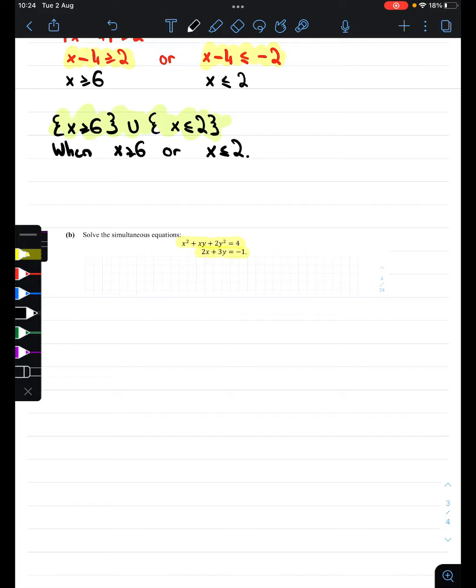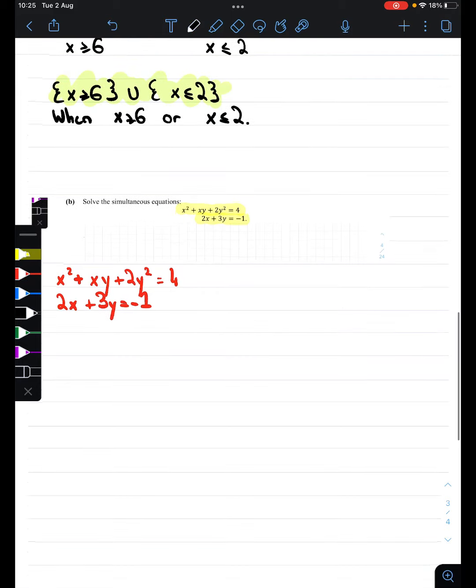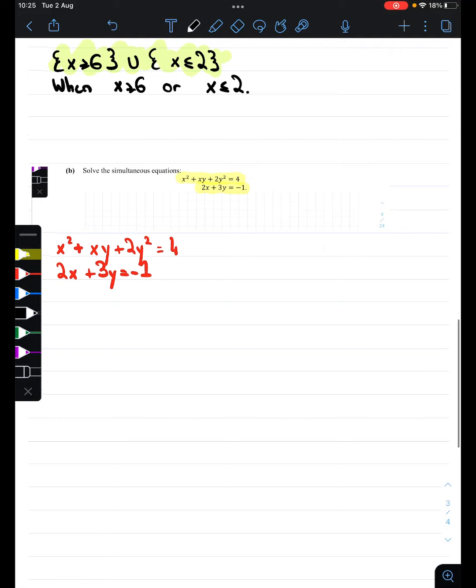So if we just write down our equations, x squared plus xy plus 2y squared equals 4, and 2x plus 3y equals minus 1. It's pretty clear which equation would be easier to write x by itself, and that's the second equation. It would be very difficult to write the first equation just in terms of x, and it might not even be possible, but it's definitely possible for the second.